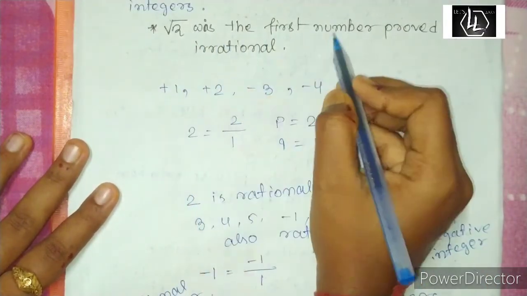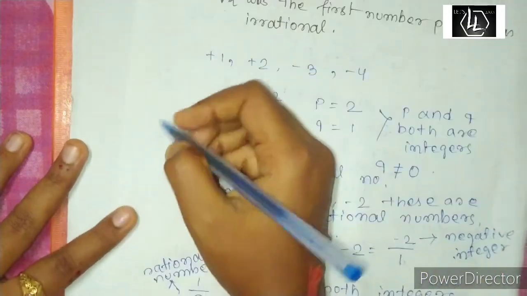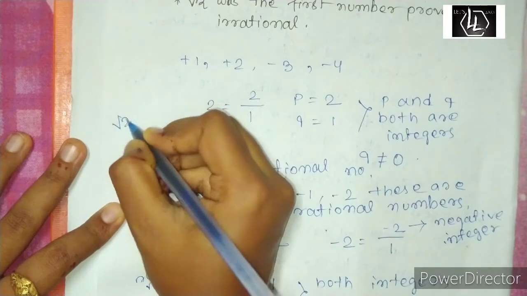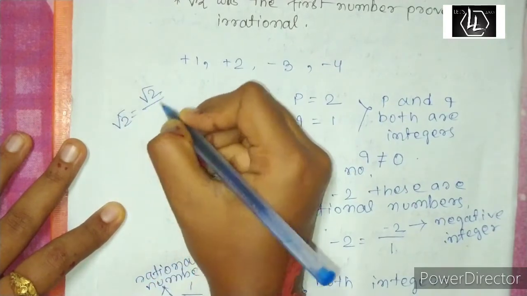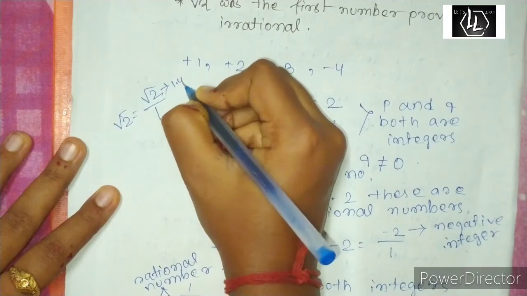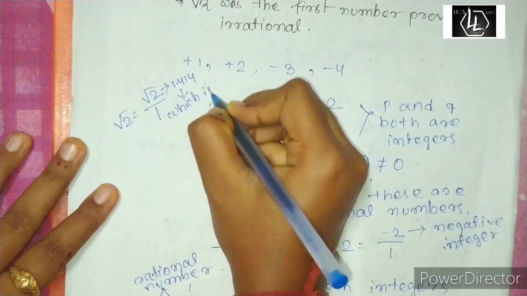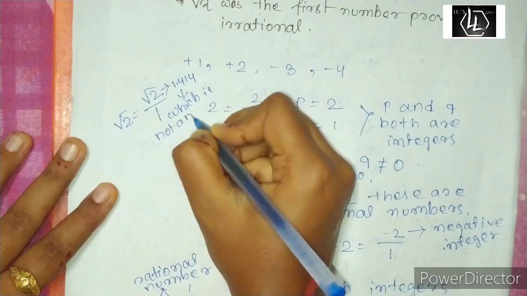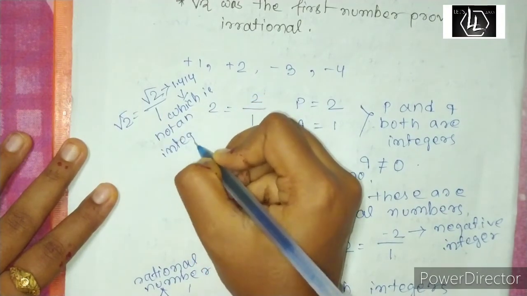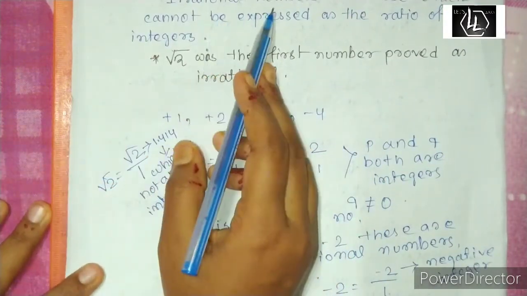Like root 2 was the first number proved as irrational, so we can express root 2 as root 2 by 1. Here root 2 is coming 1.414, which is not an integer, so that's why root 2 is called an irrational number.